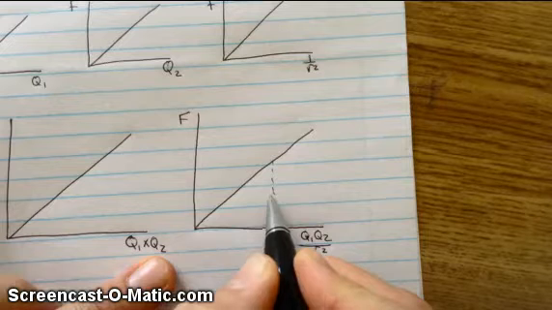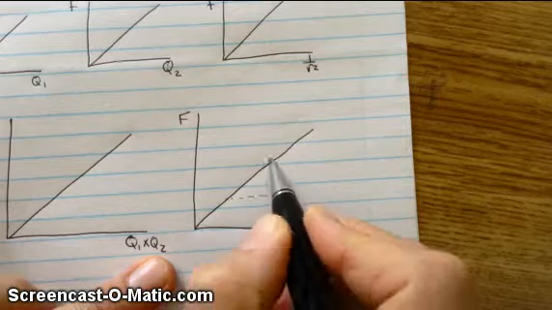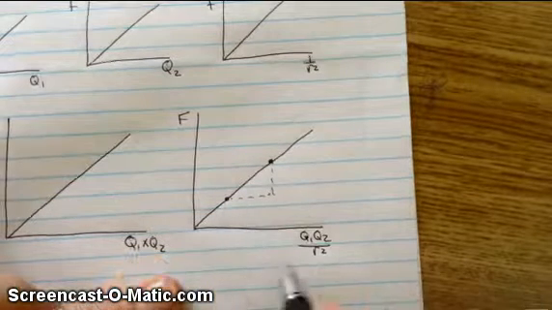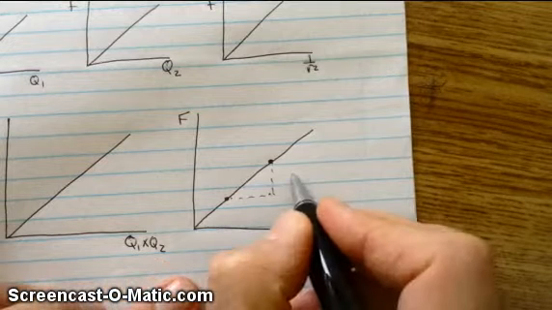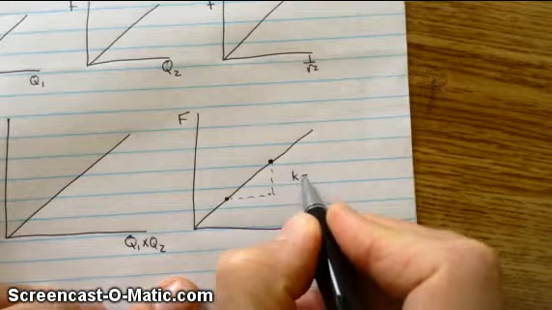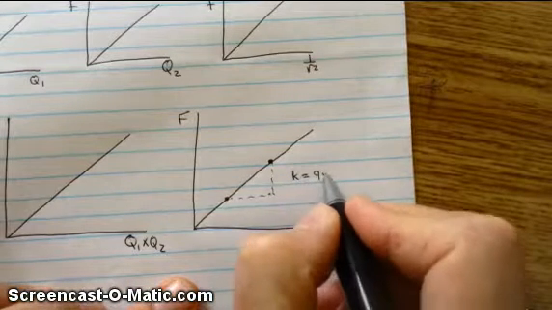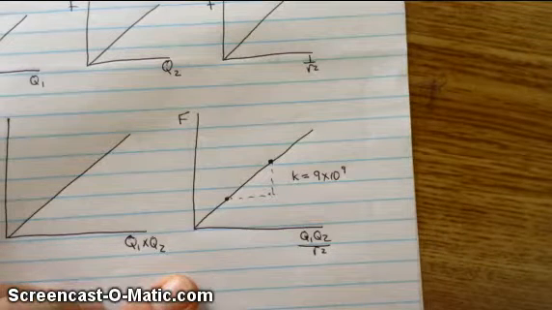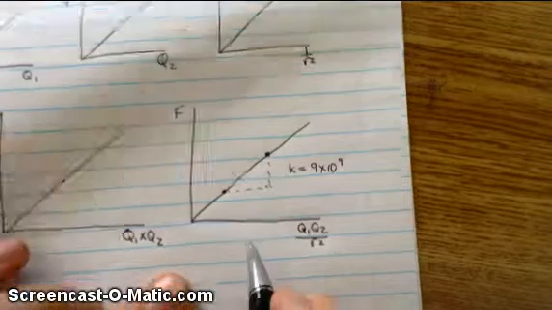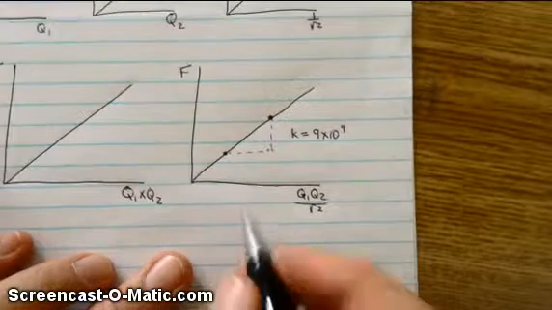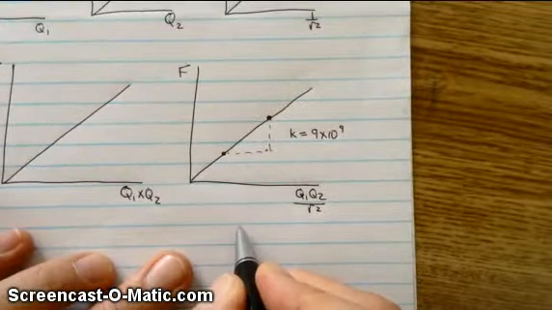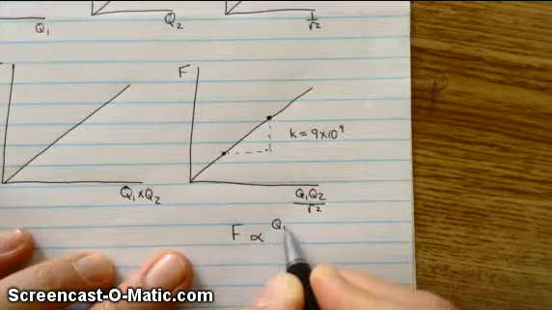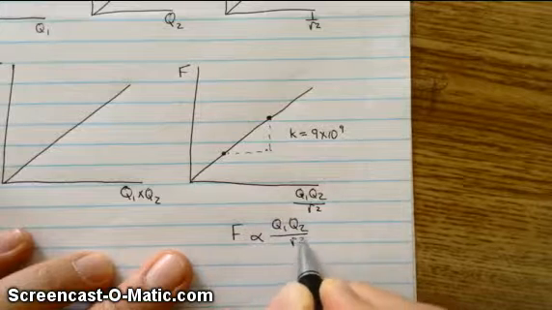So if you calculate the gradient from any 2 points on the graph, and it is a straight line, so it will be constant, and in this case the gradient works out to be k. 9 times 10 to the power 9 is always going to be the gradient for investigations like this. Therefore, if you put this graph relationship in terms of the mathematical representation, it will be force directly proportional to Q1 Q2 over r squared.